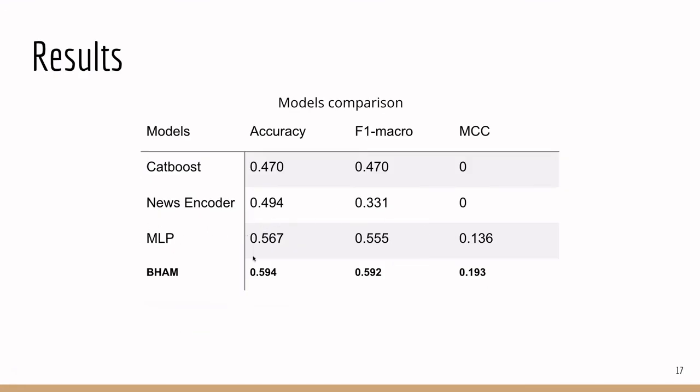And we can see that the MLP is a robust part of the BAM model and performs quite well on its own. When we add news to BAM and therefore to the MLP, we have a certain gain compared to the MLP. We reach 0.559 accuracy.